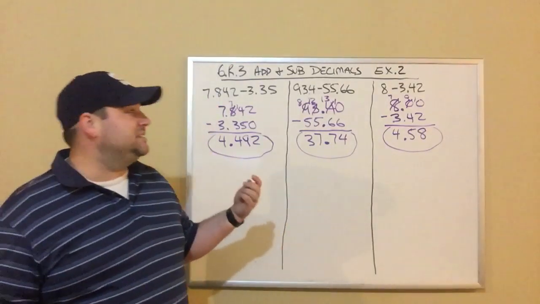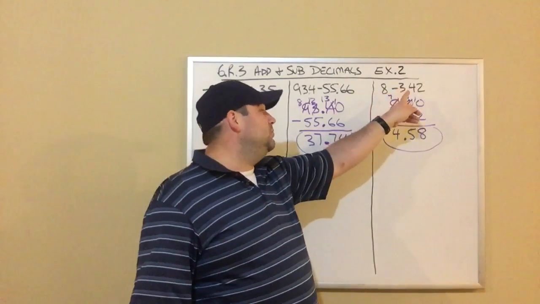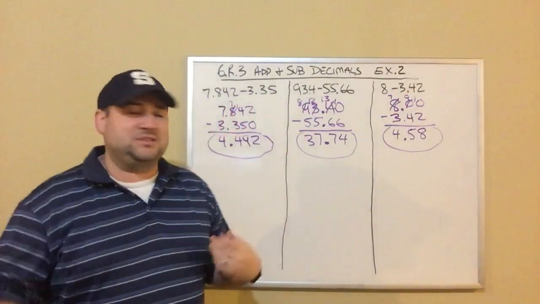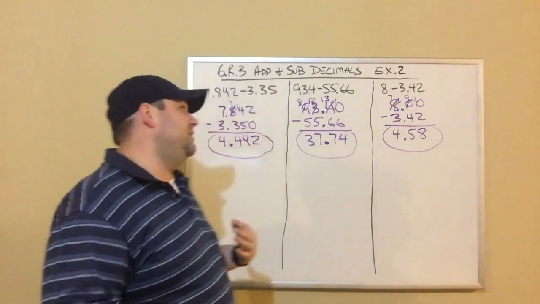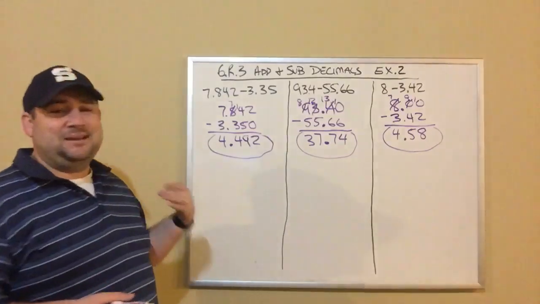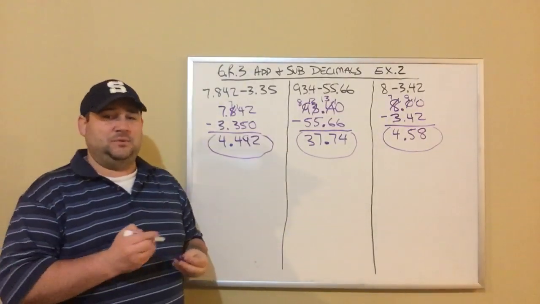And again, our common sense can come into play. 8 minus 3 would be 5. So we should get an answer somewhere around 5, and we do, 4.58. All right, so those are the examples on subtracting decimals.